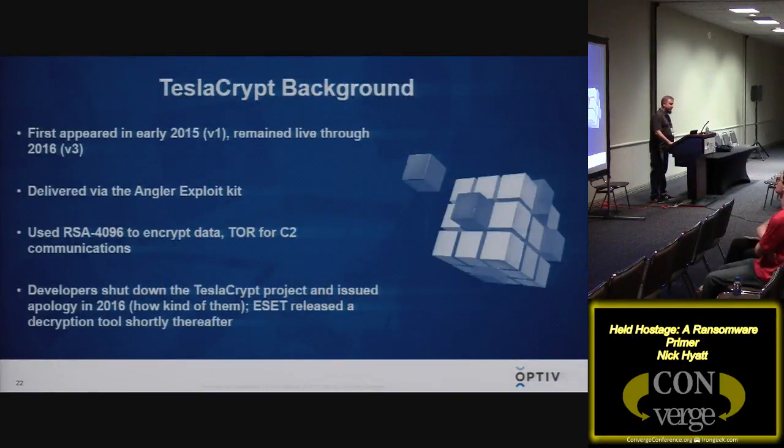But talking about TeslaCrypt, this first appeared in early 2015 as version 1 and remained live through 2016 as version 3. It was delivered via the Angler exploit kit, and it uses RSA 4096 to encrypt data because twice as good is twice as better, and then Tor for C2 communications. So again, we're seeing the use of asymmetric encryption and secure traffic for C2 communications.